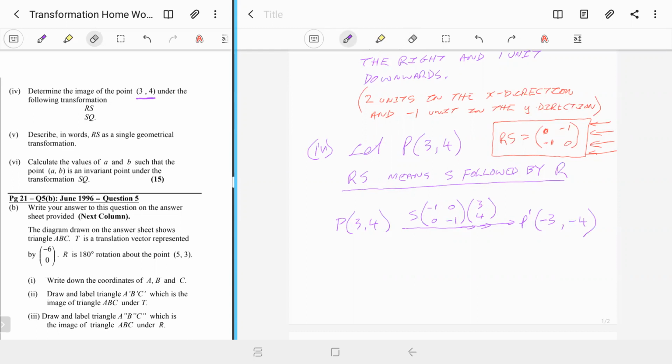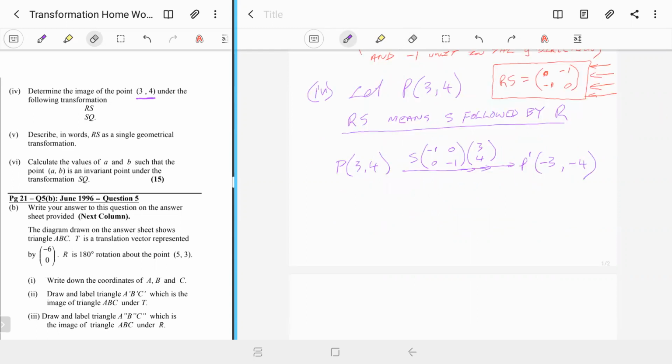Then I'm going to do the R part now. Let's do the R part right down here. Let's just save some space. So the R is the matrix, what is the R again? [0, 1; 1, 0]. And I'm applying that to now (-3, -4), to this point. I'm doing S first, followed by R.